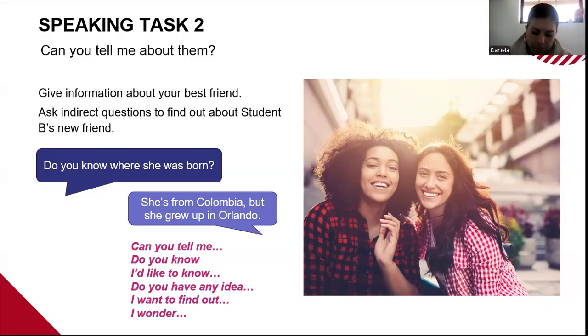The indirect questions are the ones where you first add a phrase like, do you know? Can you tell me? Like the ones that you can see up here. Can you tell me? Do you know? I'd like to know. Do you have an idea? I want to find out. I wonder. Those are the phrases that you're going to add first before asking the question, so it sounds more polite.